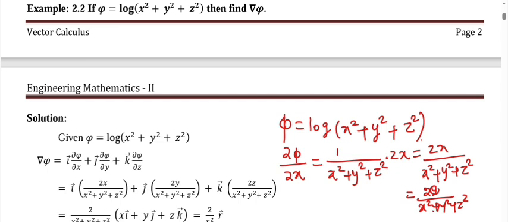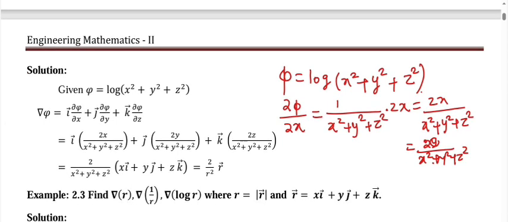Then we substitute all these values in this formula, that is i vector into dou phi by dou x value plus j vector into dou phi by dou y plus k vector into dou phi by dou z. Here in all the terms the common term is 2 divided by x square plus y square plus z square, taking this outside. The remaining is x into i vector plus y into j vector plus z into k vector.